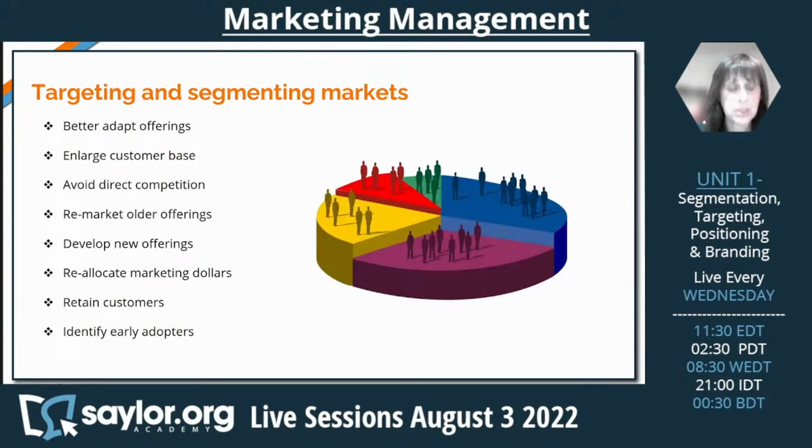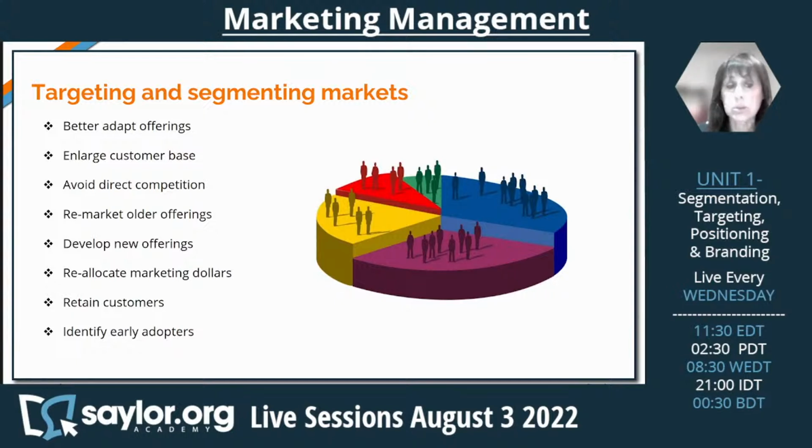So the first thing is, let's talk about targeting and segmenting markets. What this does is it enables companies to better adapt their offerings, expand their customer base, and also help companies avoid direct competition with other companies. Sometimes companies will use targeting and segmenting markets to remarket some of their older items, and also create new offerings. Companies are always coming out with new products.